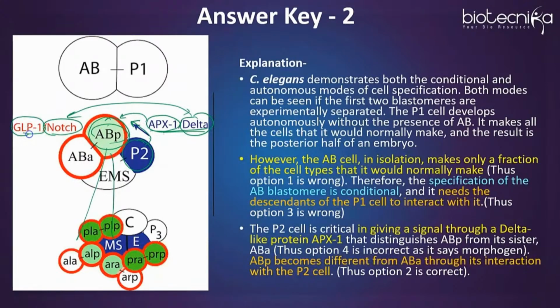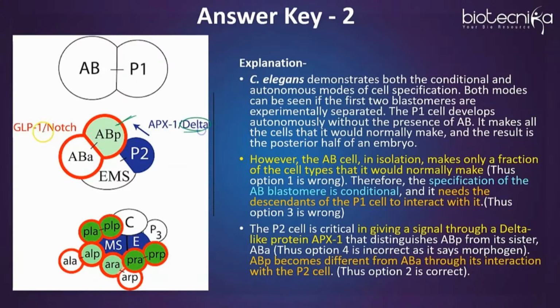And the receptor on this AB cell is what is called Notch, that is GLP1, and that will be receiving the signal. Anyways, Notch is there on ABA also, so even if you interchange their position, it won't matter. Whichever cell receives the signal will form ABP. So the receptor is there in both, but because the signal is just next to P2, only ABP will be receiving the signal.